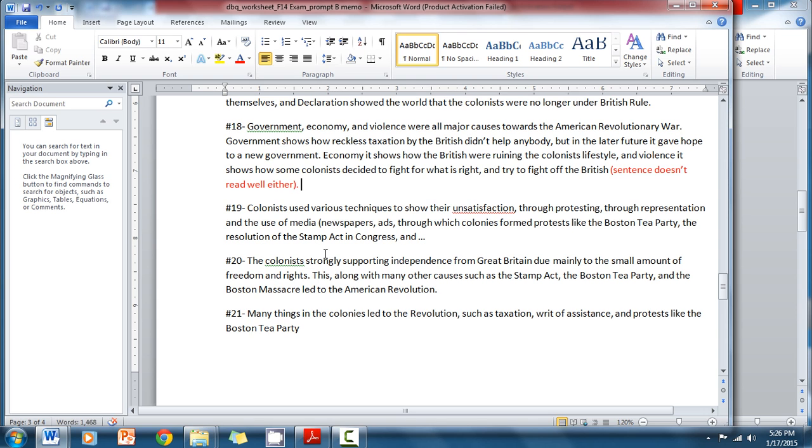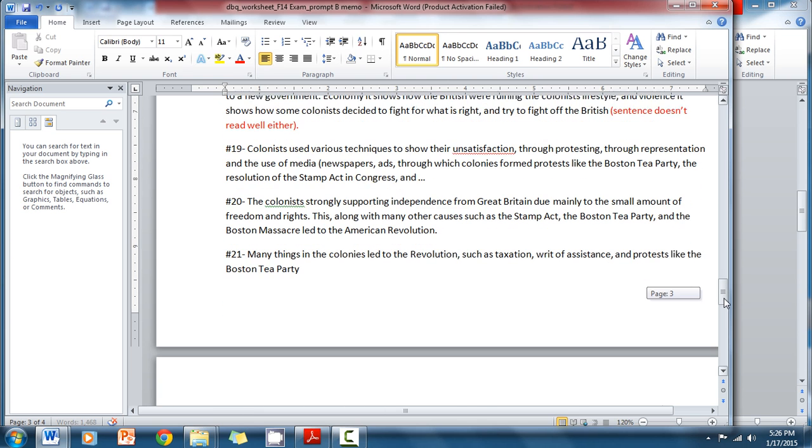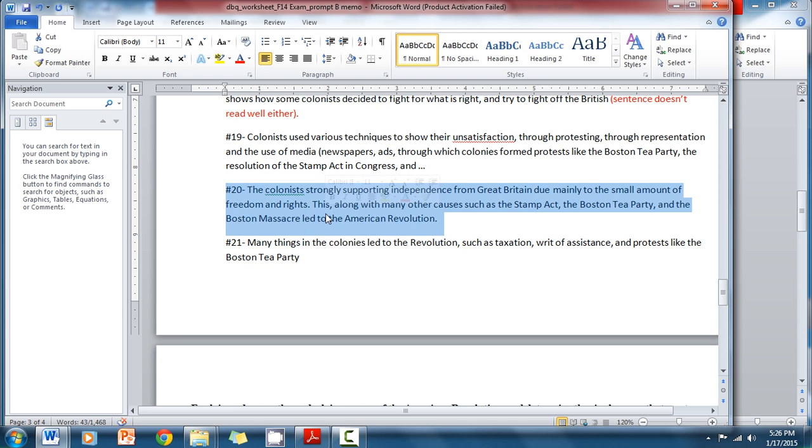You don't mention that. Number 19: colonists used various techniques to show their unsatisfaction through protesting, through representation, and the use of media. Newspapers, ads, through which colonies formed protests like the Boston Tea Party and a resolution of the state. Okay, so all of this is unnecessary. You don't need examples of newspapers, ads, and all that. So techniques to show their unsatisfaction: protesting, representation, and use of the media. Those are all fine. So now you need another sentence as to what is the single cause that most enticed the colonists to break away. You don't talk about that.